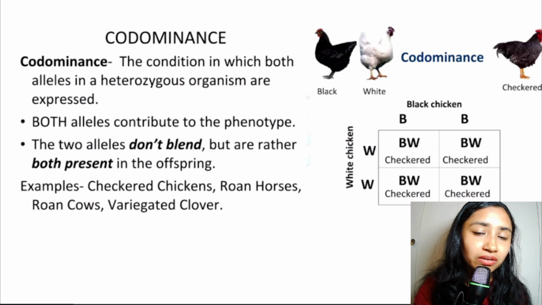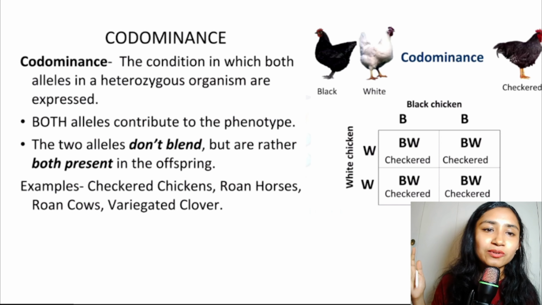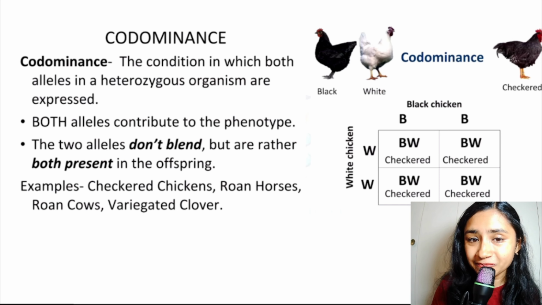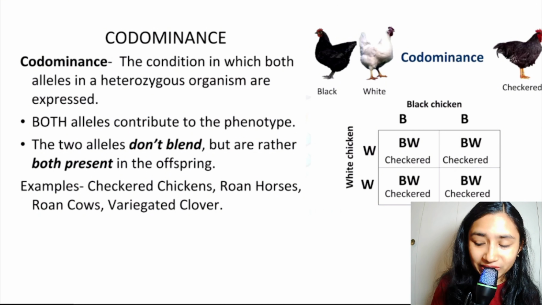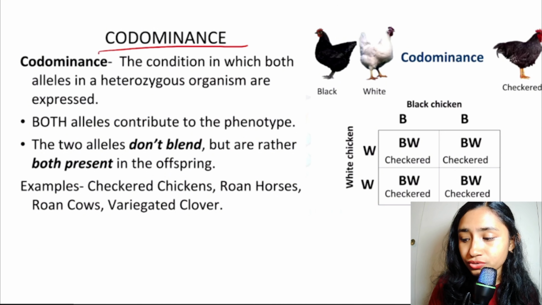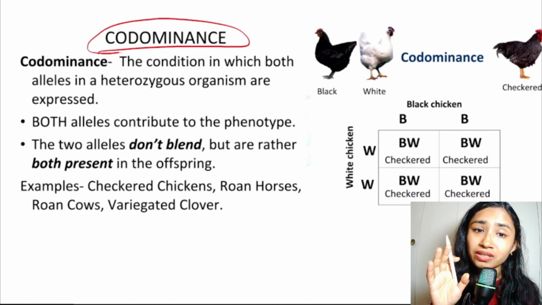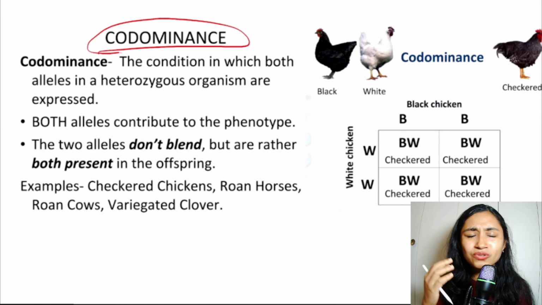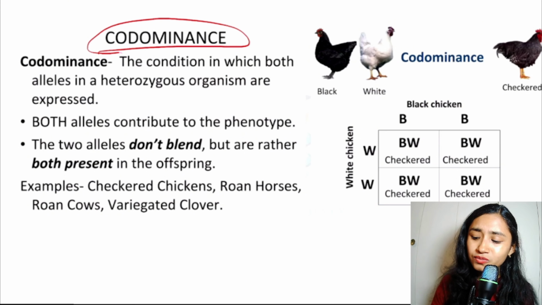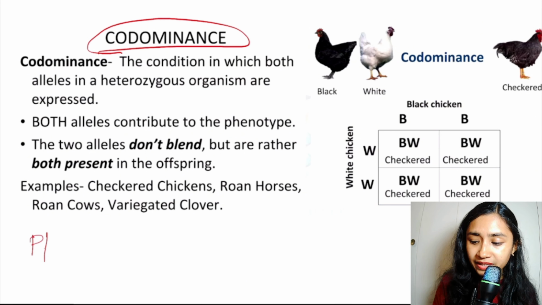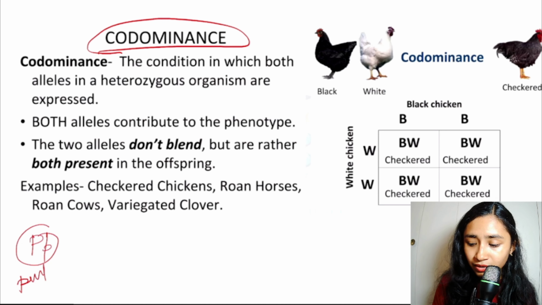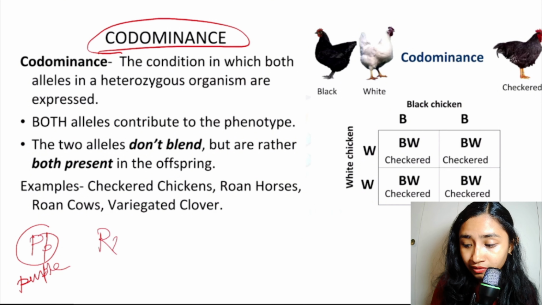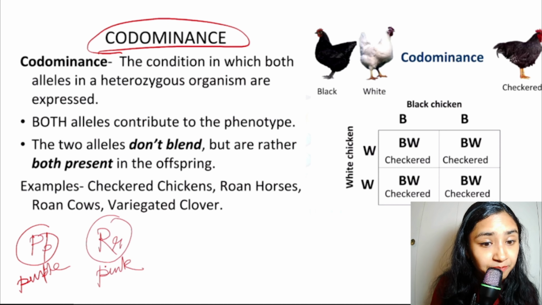Is there a condition, or is there a possibility, that two alleles of a gene can both be dominant together? Yes, there is a possibility where we can find codominance. Okay, the condition in which both alleles in a heterozygous organism are expressed. We are getting so many concepts about heterozygous. First, we have seen that capital P, small p is purple because of dominance. Okay, then we have seen that capital R, small r is pink, one intermediate color, that is for incomplete dominance.